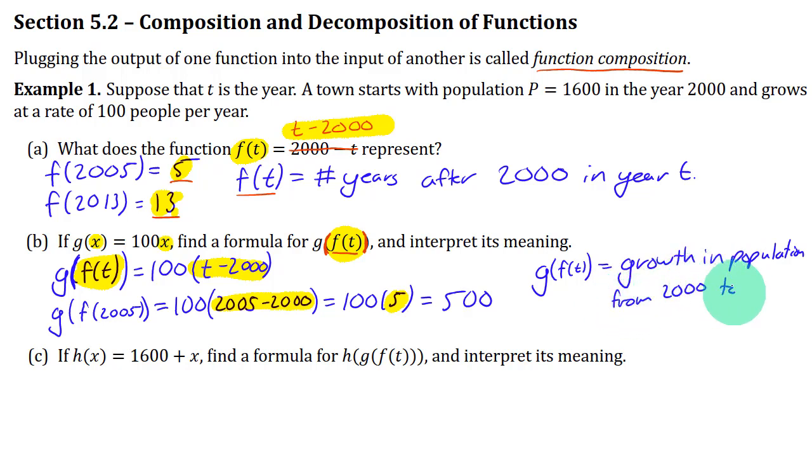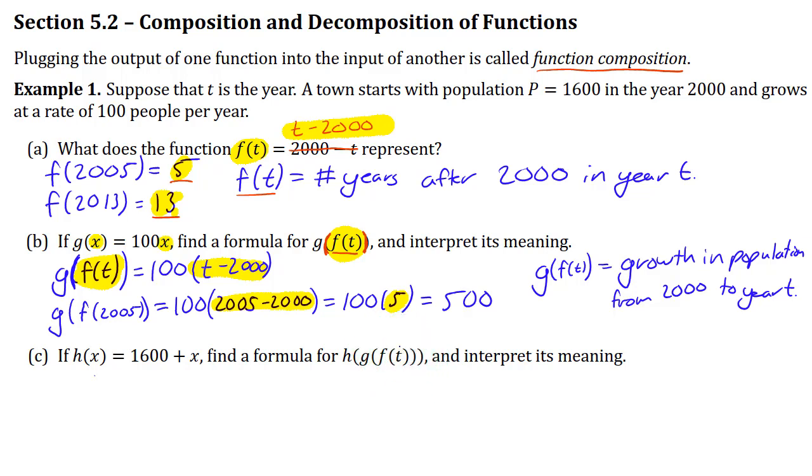From 2000 to year t. Okay, so let's look at this other function, H of x equals 1600 plus x. And we want to find a formula for this monstrosity.